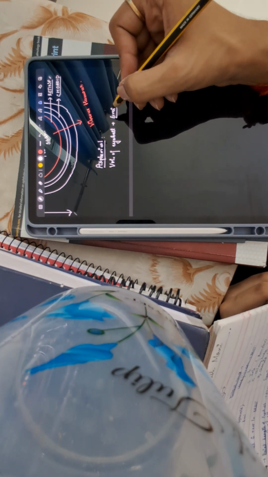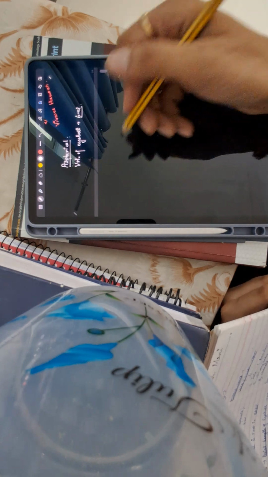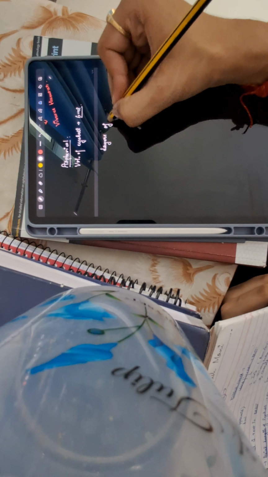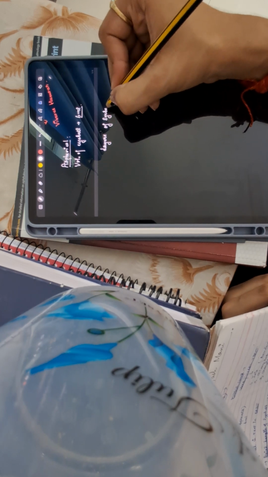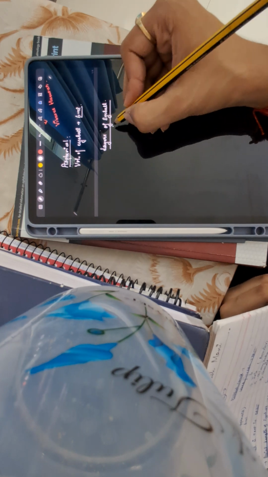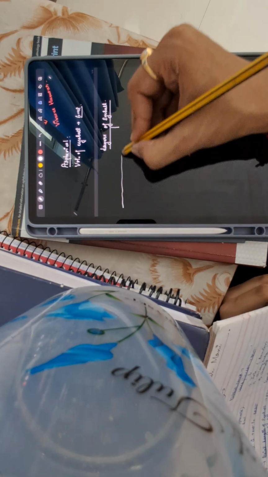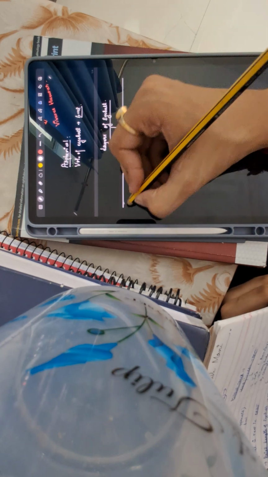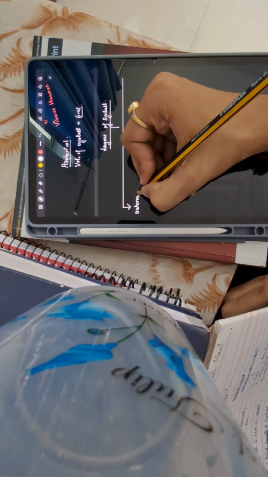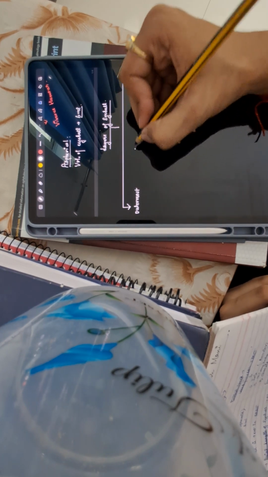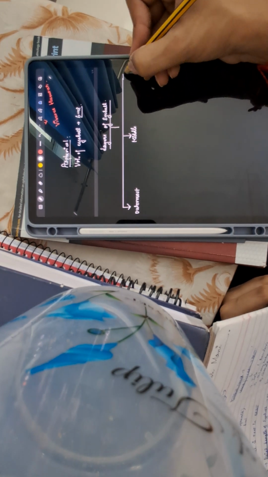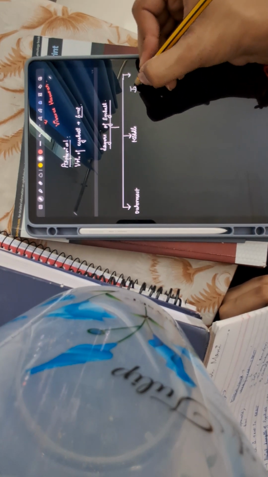Then after knowing about that, you should know about the layers of the eyeball. The thing is, there are 3 layers to the eye: the outermost, then the middle, then the innermost.